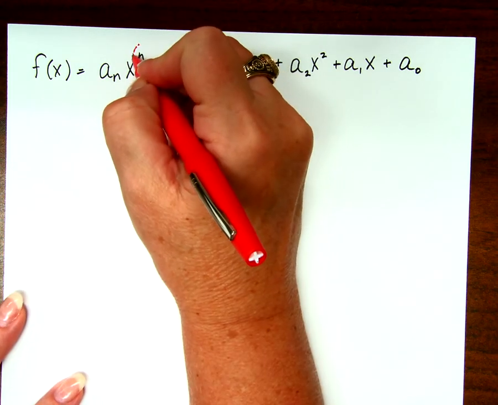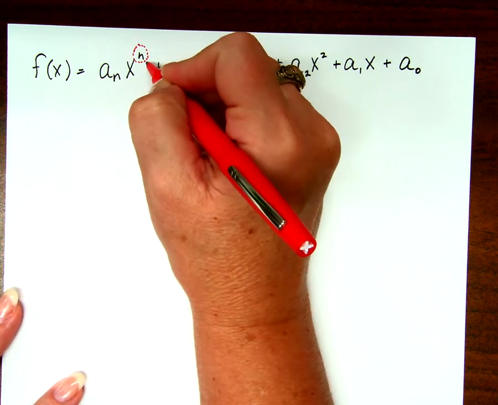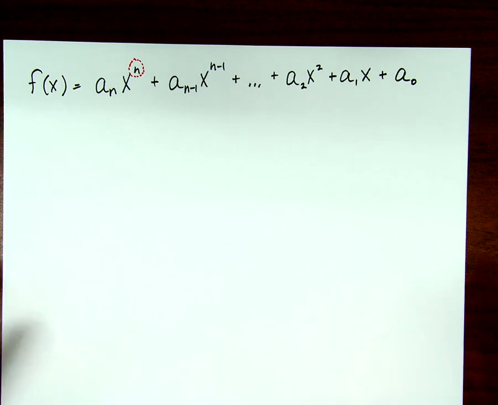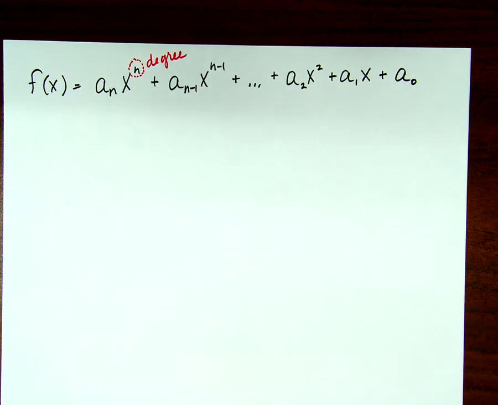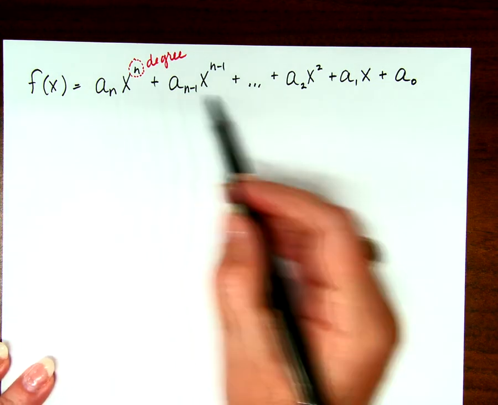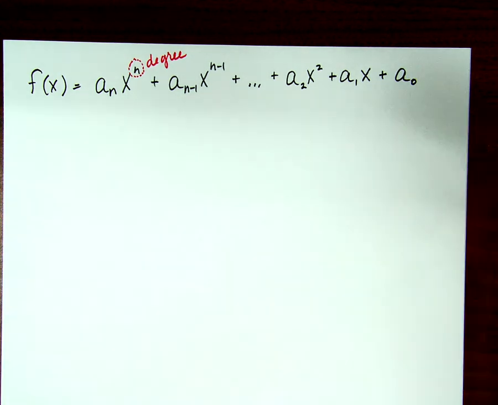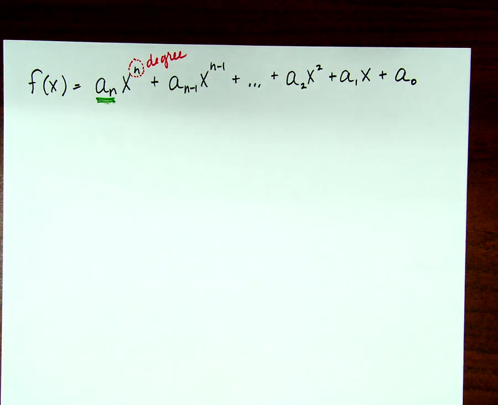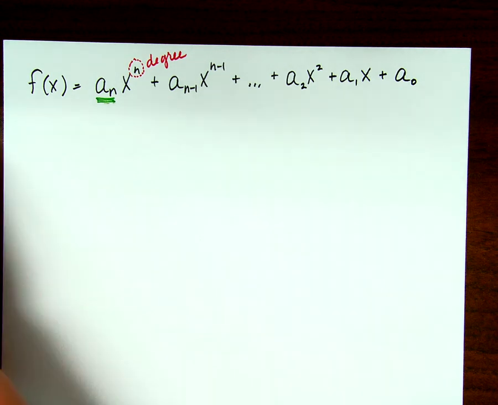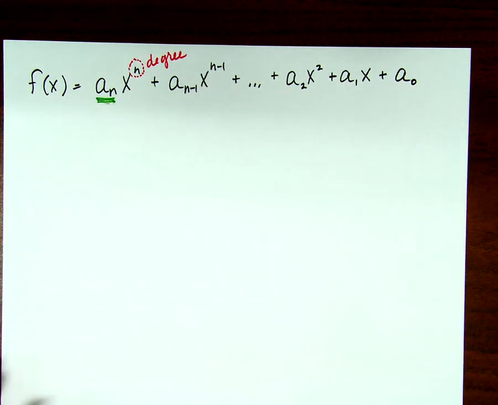This highest exponent right here, we represent it in the general form with n. It's just a number, right? It's the highest exponent. That's called a degree. And you're going to need to know that, especially when we're talking about recognizing characteristics of a polynomial. For something to be considered a polynomial, it's got to be in this form. This term is my leading coefficient. When the exponents are in decreasing order, the very first one is called the leading coefficient.